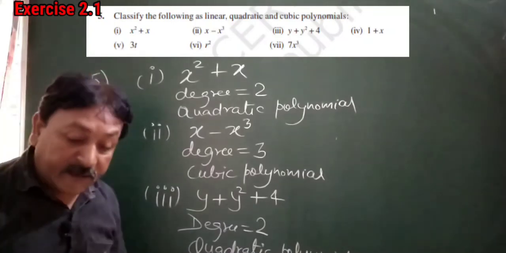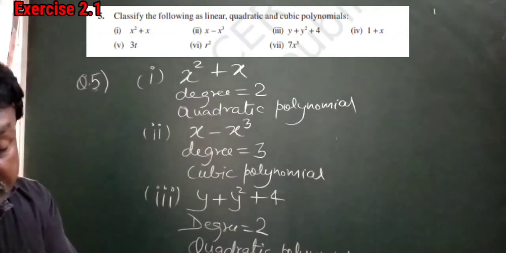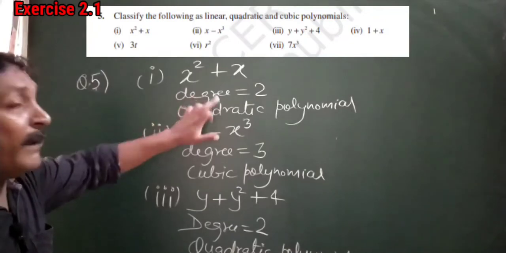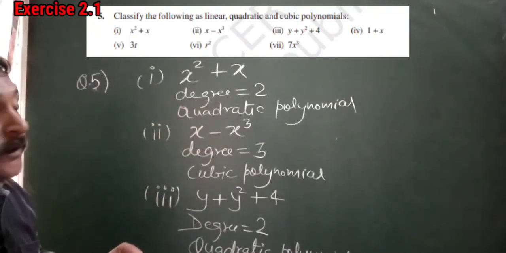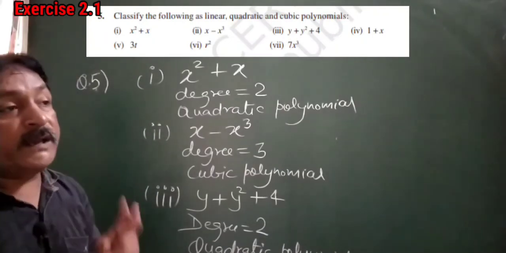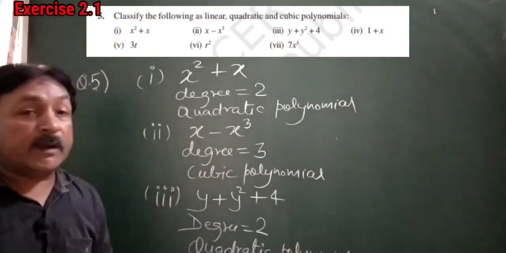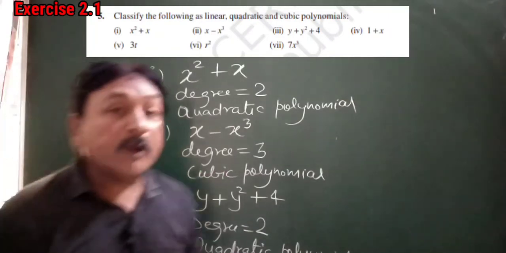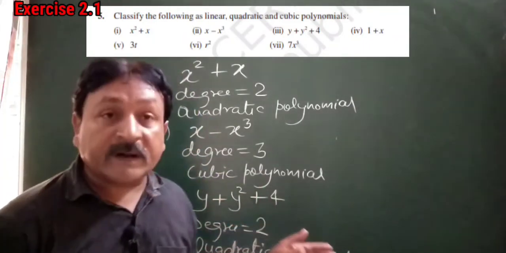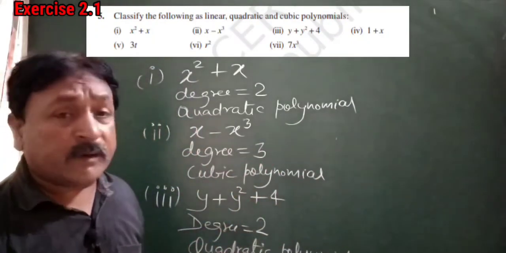Okay, understood now? In the same way you have to do parts 4th, 5th, 6th and 7th. In all the parts you have to first of all write the degree, and with the help of the degree you will be able to give the answer. If the degree is 1, then it's a linear polynomial. If the degree is 2, it is a quadratic polynomial, and if the degree is 3, then it is a cubic polynomial. Understood? So complete this exercise in a proper way. I think there are 7 parts here, 3 parts I have done, so 4 parts you can do by yourself. They are just like these. Okay, best of luck.